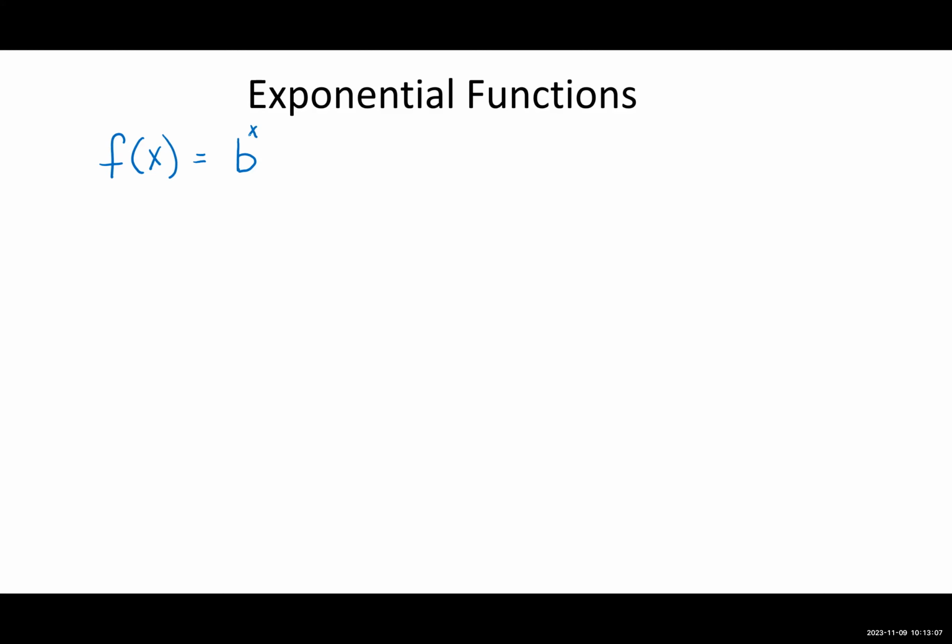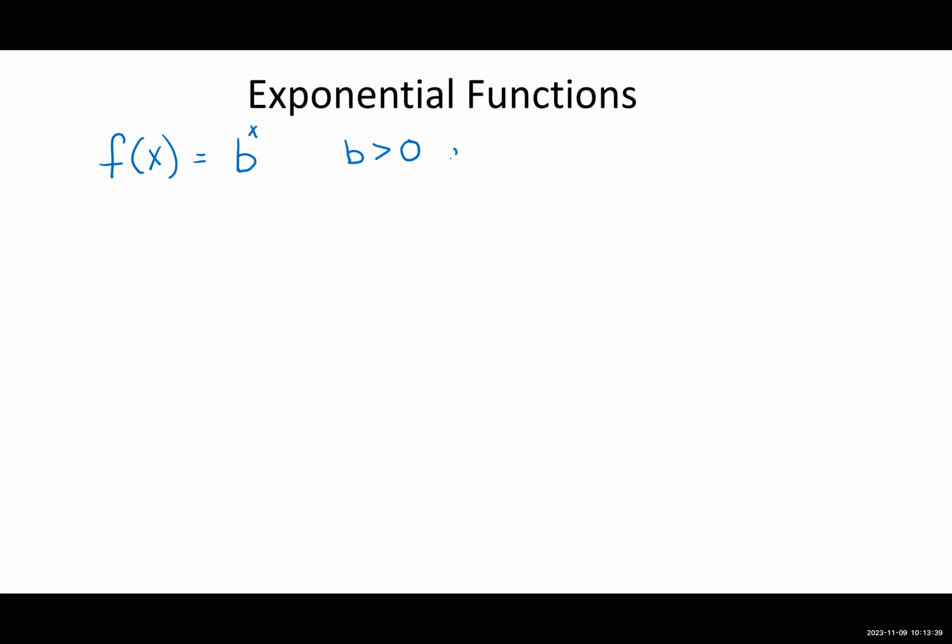Now, there's a couple of restrictions on b. b can't be any number, but b has to be positive. If b is negative, we run into problems when we're graphing, because a negative raised to an even exponent is positive, a negative raised to an odd exponent is negative. Sometimes a negative raised to a rational or fractional exponent doesn't exist. So there's all kinds of issues when the base is negative. So base has to be positive.